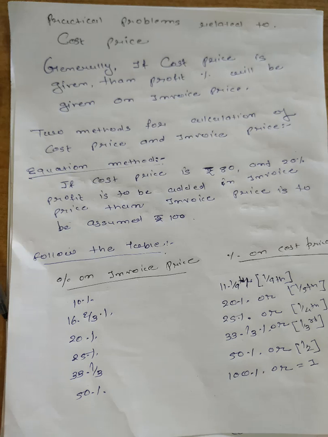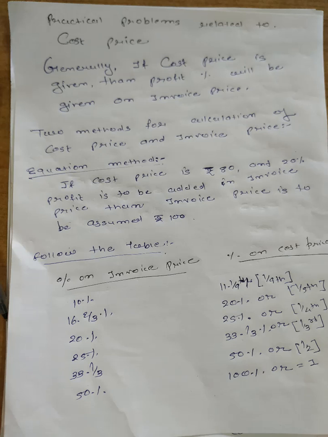For an example, I write down here the example. If cost price is rupees 80 and 20% profit is to be added on invoice price, then invoice price is to be assumed 100. Now here three things you have to understand. First, cost price is given, it is 80. Second thing, invoice price you are going to find out, so that price must be assumed rupees 100. Third thing, for the price which is to be found out, profit percentage is given.